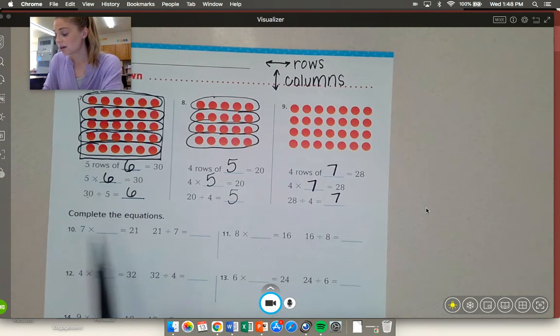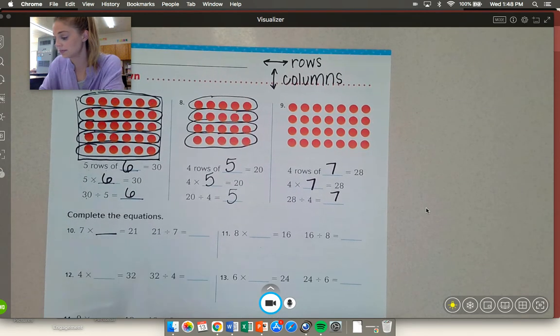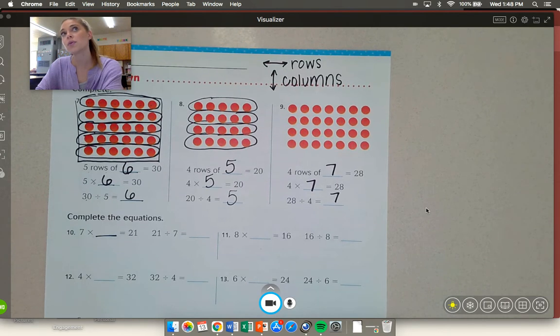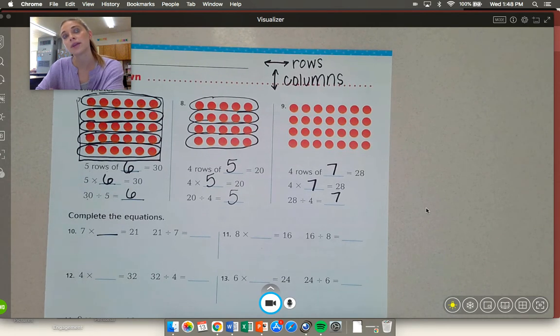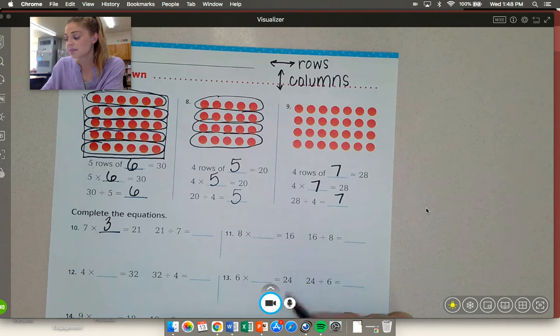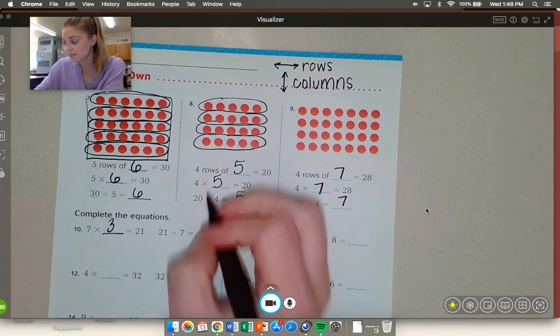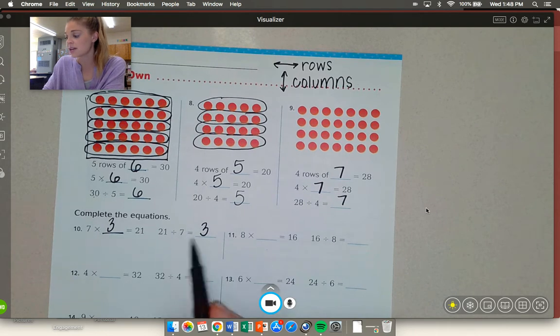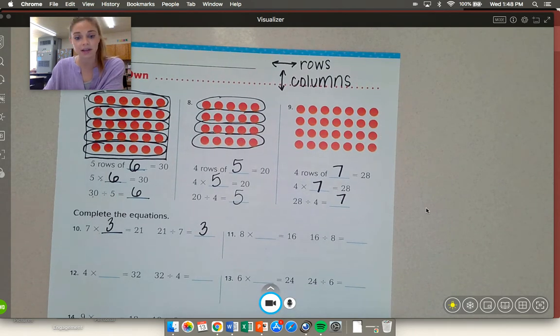So we can go 7 times what equals 21? Well, how many groups of 7 does it take to get to 21? If you don't know, you can skip count by 7s. You can go 7, 14, 21. How many times did it take me? It took me 3 times. So 7 times 3 equals 21. 21 divided by 7 would equal 3 then. That's a fact family, right? 21, 7, and 3 all go together in the same fact family.